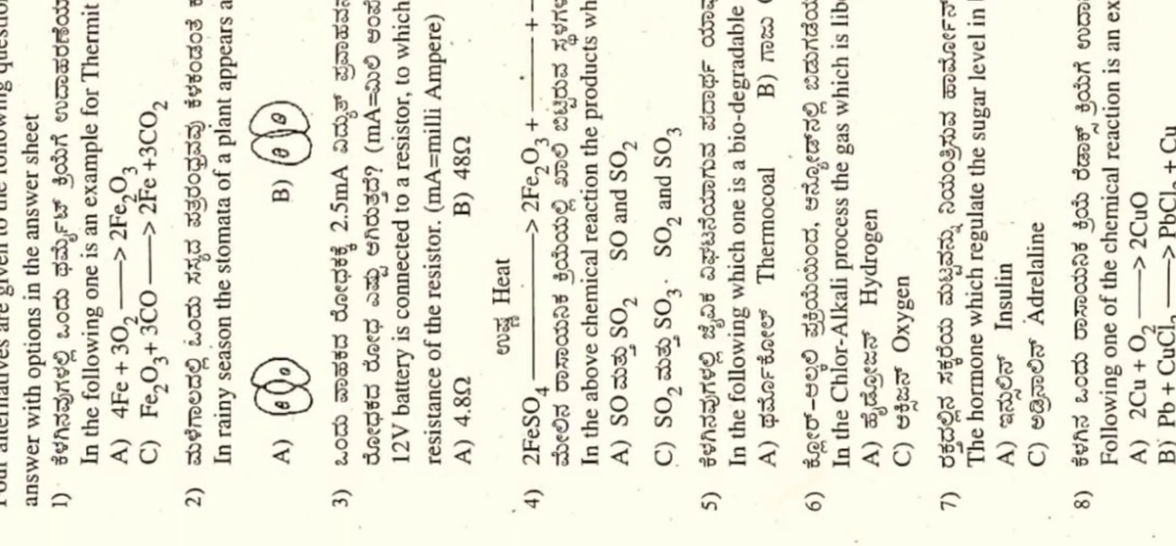Now, the fourth question is 2FeSO4 gives 2Fe2O3 plus dash and dash. The products will be SO2 and SO3. C is the correct answer. But 2Fe2O3 is wrong. The equation must be like this.